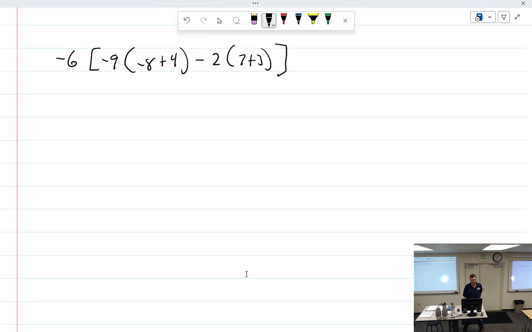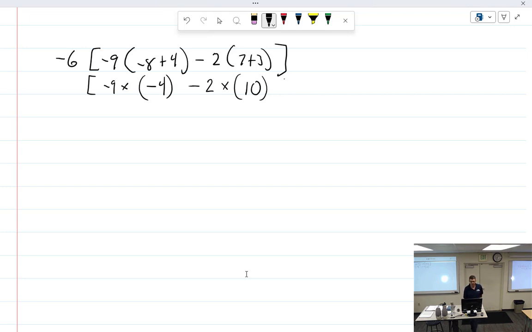So, how do we solve? We're going to be doing in the parentheses first, 7 plus 3 and -8 plus 4. So -8 plus 4 is? -4. So that's -4, and this is? 10. All right, so we have -9 times -4 minus 2 times 10? Yes.